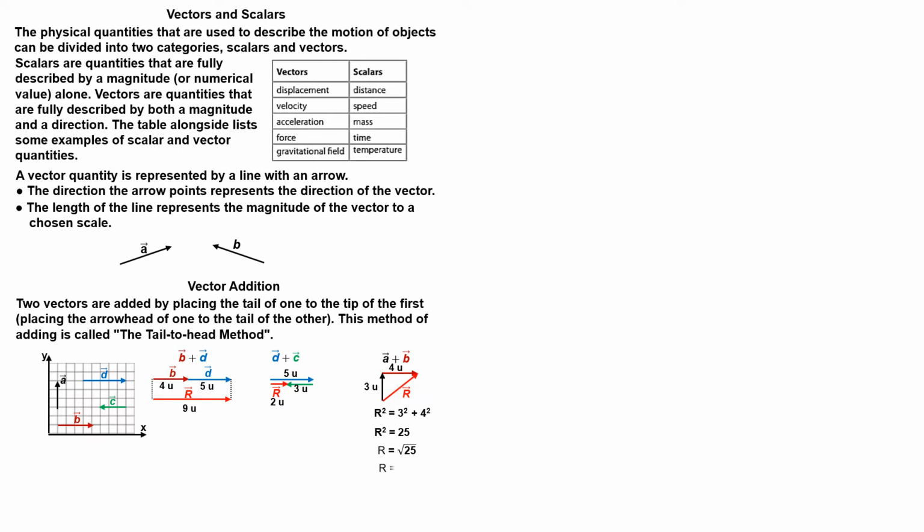The magnitude of a vector is shown by two vertical bars on either side of the vector, or we write the vector with no bold.